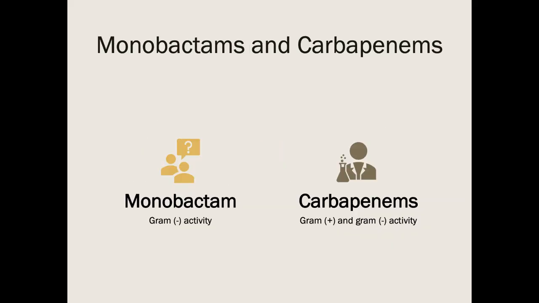Our other two broader categories of beta lactam antibiotics are monobactams and carbapenems, and really what we want you to be familiar with, at least here, is that monobactams are for gram-negative bacteria. Carbapenems can affect gram-negative bacteria, but also are used for gram-positive bacteria.